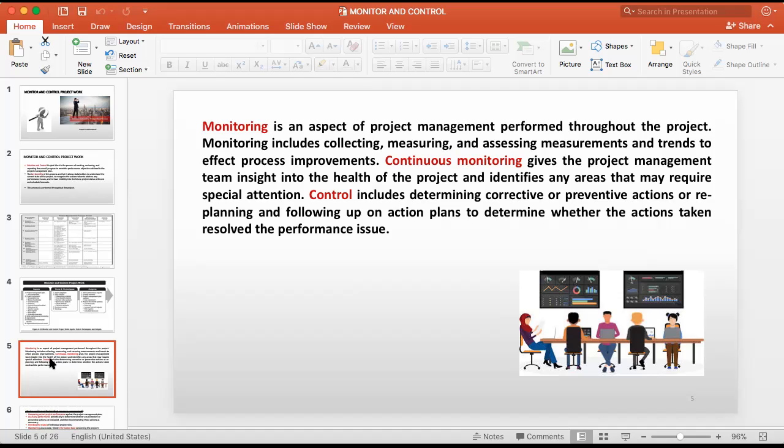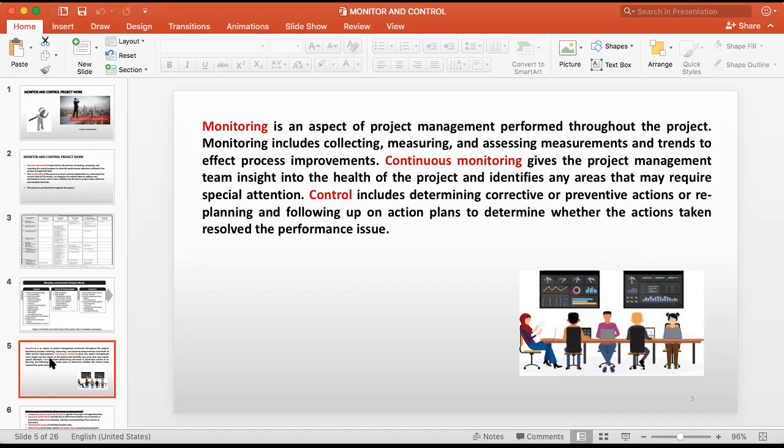Continuous monitoring gives the project management team insights into the health of the project and identifies any areas that may require special attention. When you look at the projects all the time, you will have an understanding of the health of the projects. So what is the status of the project, whether it is going in the correct path or going in the wrong path. If it's going in the wrong path, you have to do some corrective action, so it is unhealthy.